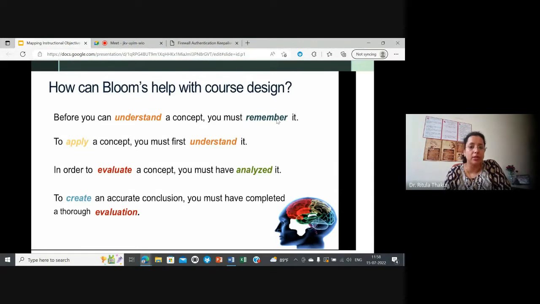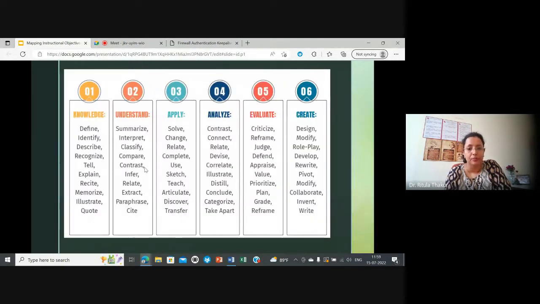Firstly, you have to remember, then understand. In order to apply, again, you must first understand. After that, there is analysis. So in order to evaluate a concept, you must have analyzed it. In order to create an accurate conclusion, you must have completed a thorough evaluation. So this is how the course design can be created using the various levels of Bloom's taxonomy.